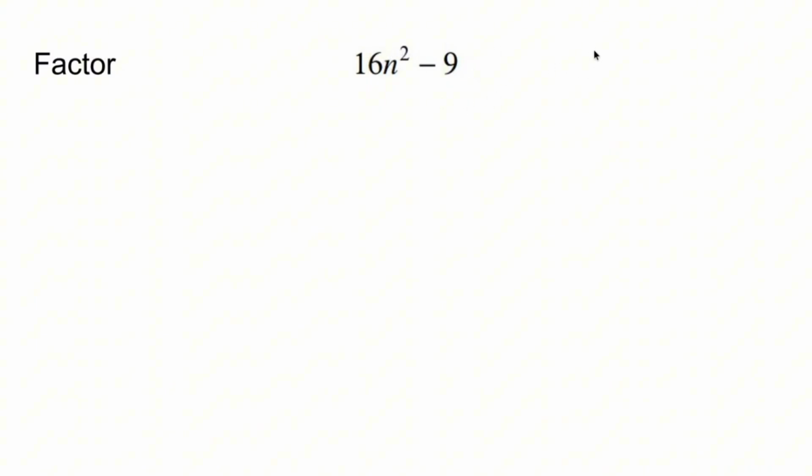Now I know it's a difference of squares because it's in the form a squared minus b squared, where you are a square because 16 is 4 squared, n squared is n squared, minus is minus, 9 is 3 squared. When you factor a difference of squares, you end up with a plus b times a minus b.